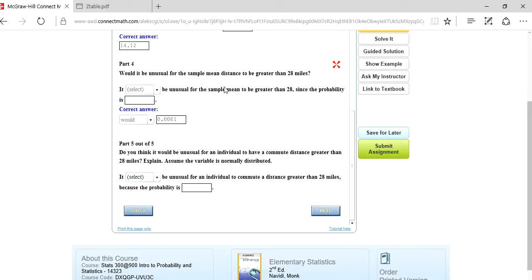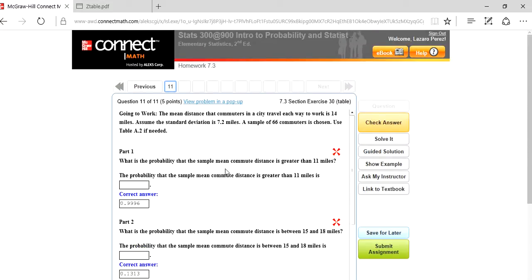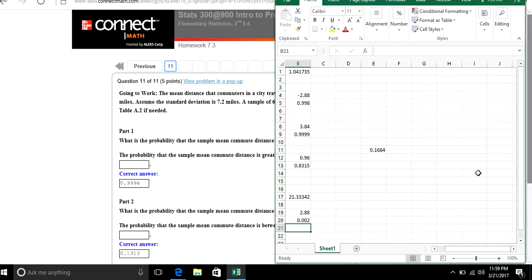Okay, and like I was saying, the difference is sample mean and individual. Whenever you see individual, you're going to use the standard deviation of the population. For the sample mean, we computed our new standard deviation. So this one we're going to use the standard deviation as given to us, which is the 7.2. So let's go ahead and put it back up in Excel. I'll do it over here.